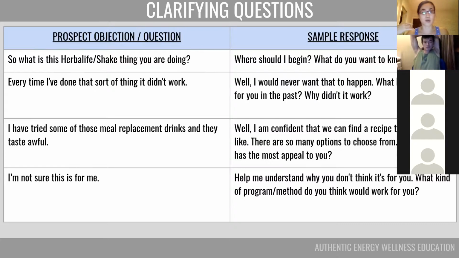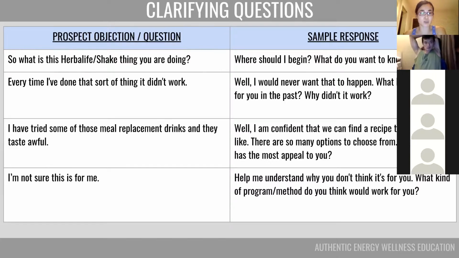Another example: "Every time I've done that sort of thing, it didn't work." For example, "I've tried to lose weight before, I've tried the shake or something similar before, and it didn't work." And we'll be like, oh, okay, it's a no then. Instead, we say, I wonder what happened. Can you tell me what you have tried in the past and why it didn't work for you? So try to understand what happened to them, what caused their sort of trauma or whatever.